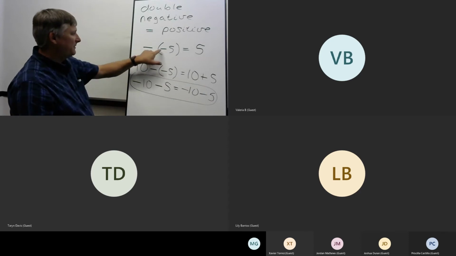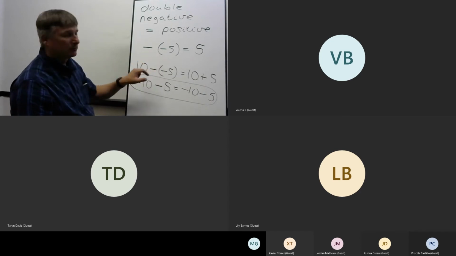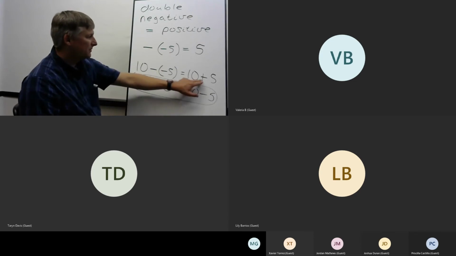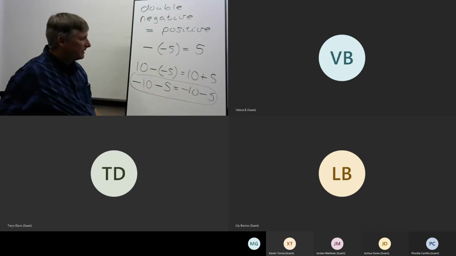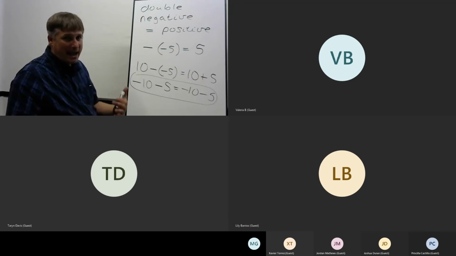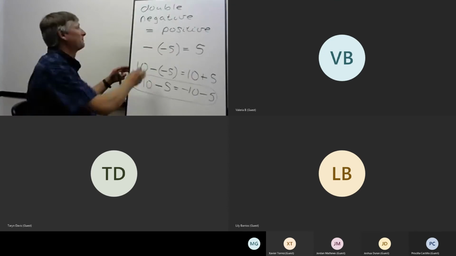But here we've got negative and a negative. The parentheses we can ignore. That becomes a positive. So we have that subtraction is the same as adding a negative. And we have our double negative rule. Now we can add and subtract negative numbers.